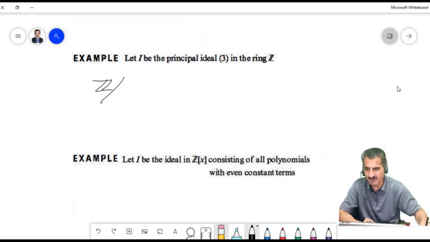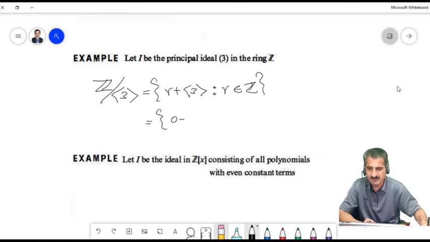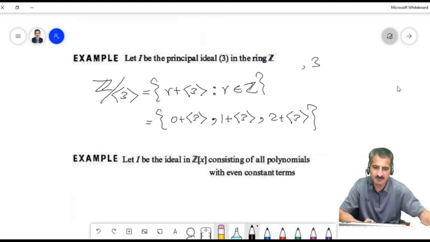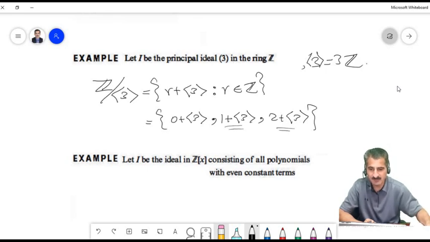Z over the ideal generated by 3 consists of all cosets of the ideal generated by 3, with r an integer, but we know this is only 0 plus this ideal, 1 the coset represented by 1, and also the coset represented by 2, right? Because simply the ideal generated by 3 is 3Z. So these are all the cosets in there.